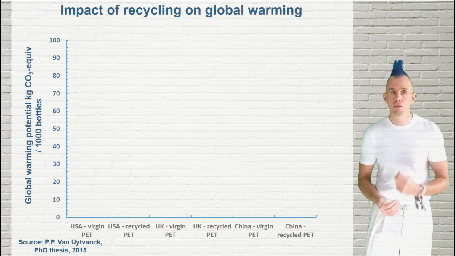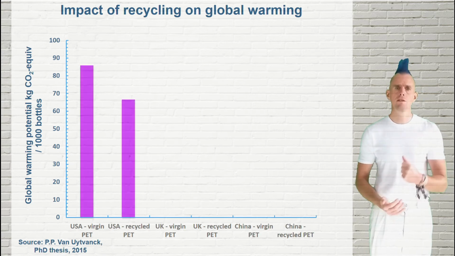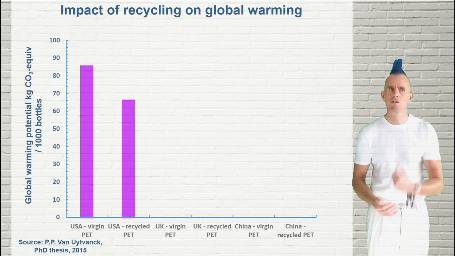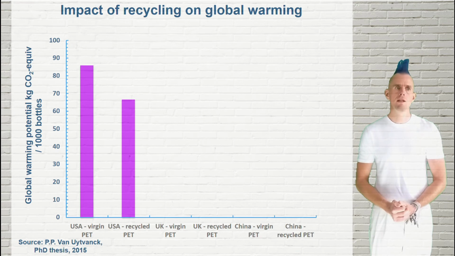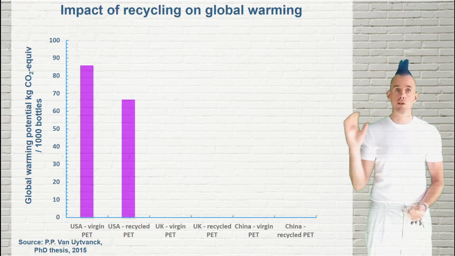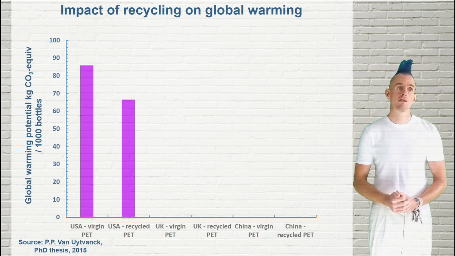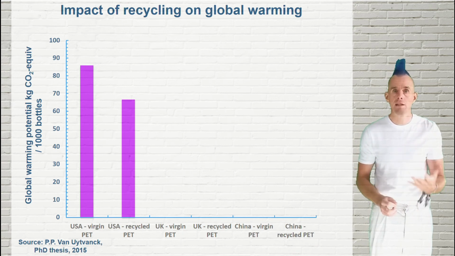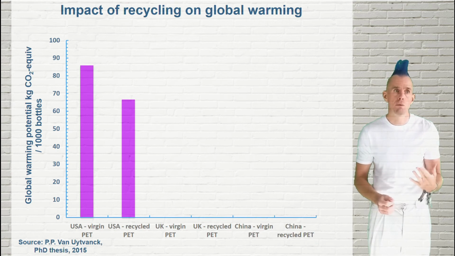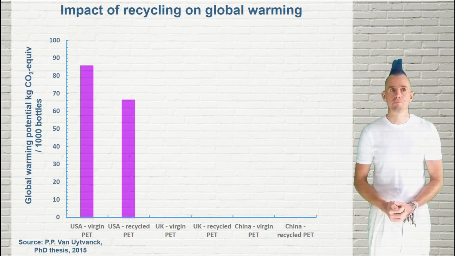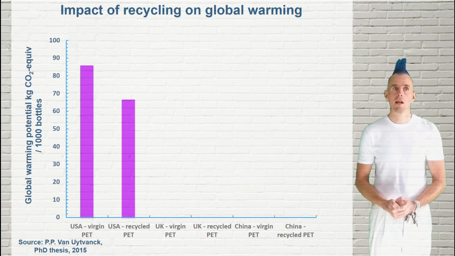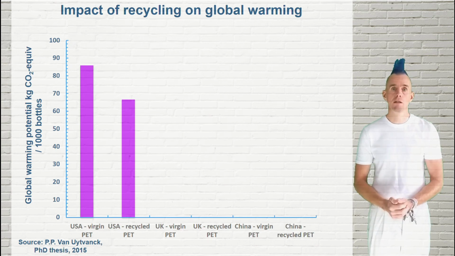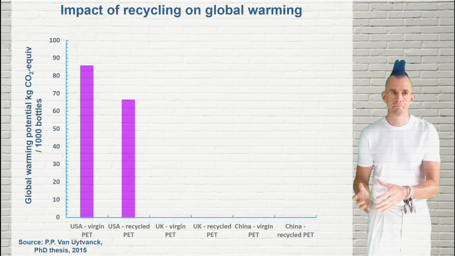So I'm going to put up 3 sets of data for you. These 3 sets of data refer to typical mechanical recycling operations taking place in different countries. If we look at the US to start with, we can see that the virgin polyethylene terephthalate, the first bar right next to the y-axis, has a global warming potential of around 85 to 86 kilos of CO2 equivalent per 1,000 bottles. However, if you use recycled polyethylene terephthalate, that drops to about 65 kilos of CO2 equivalent. And so we can see that there is a reduction in global warming potential if you use recycled polymer.